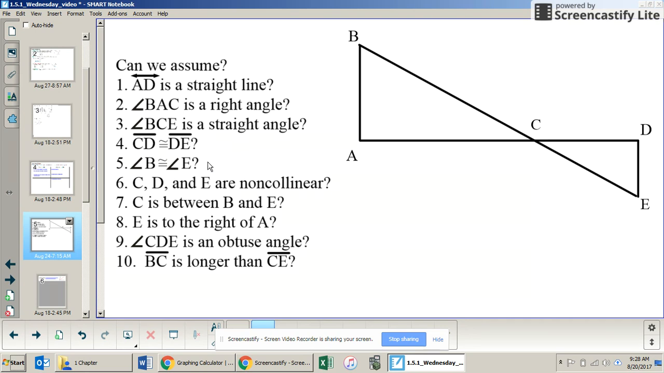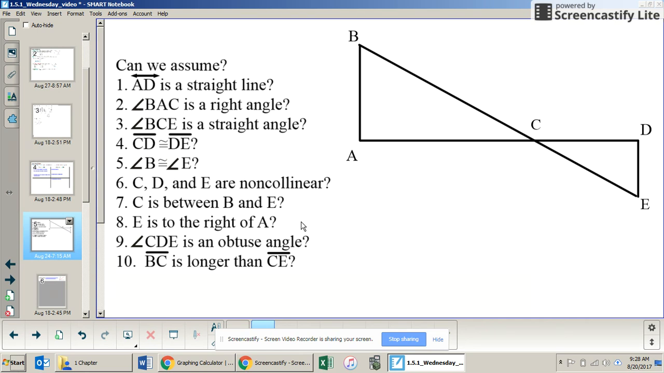Same goes for number 5, angles B and E look to be congruent, but we cannot assume it. We can assume that C, D, and E are non-collinear because they're not on the same line. And we can assume that C is between B and E. The relative position of points would be a safe assumption.